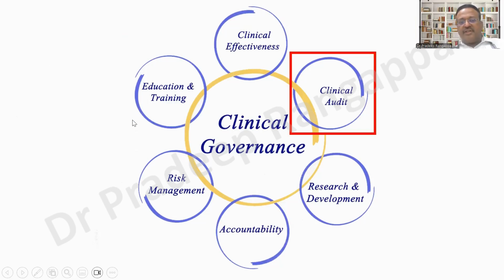You need to have education and training. You need to have good clinical care. You need to have some research and development happening, and you need to have accountability, with certain processes put in place to mitigate errors, and being accountable for certain things that are happening, and risk management. So these are the key pillars of clinical governance.